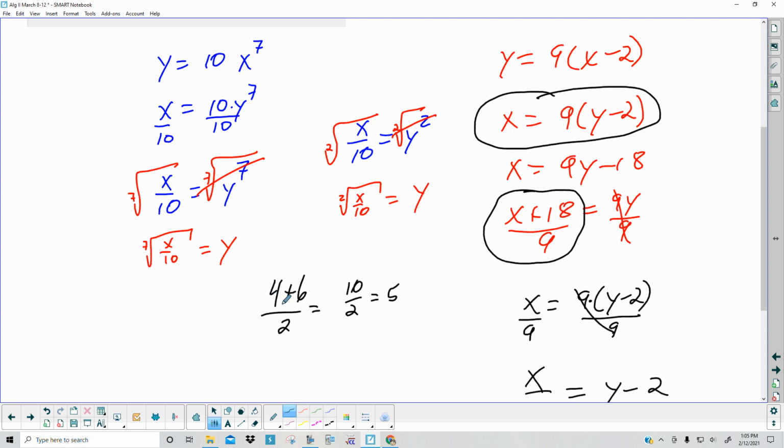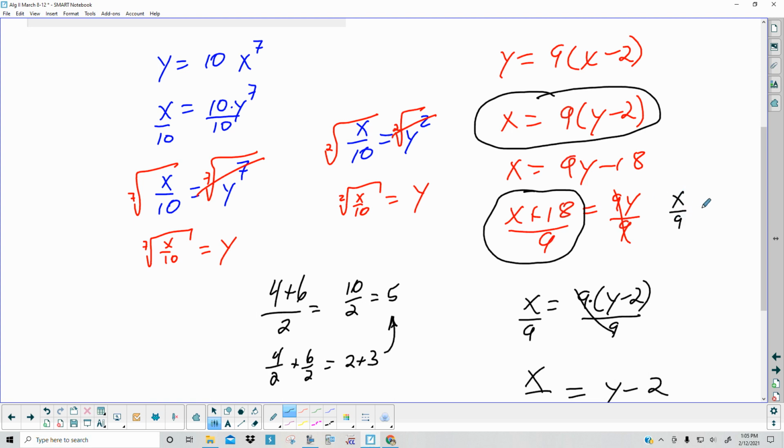Yeah. Now split this: 4 over 2 plus 6 over 2. Isn't that 2 plus 3? 2 plus 3? That's 5. You can split a fraction when it's adding or subtracting on top. You can't split it when it's adding and subtracting on the bottom, only on the top.